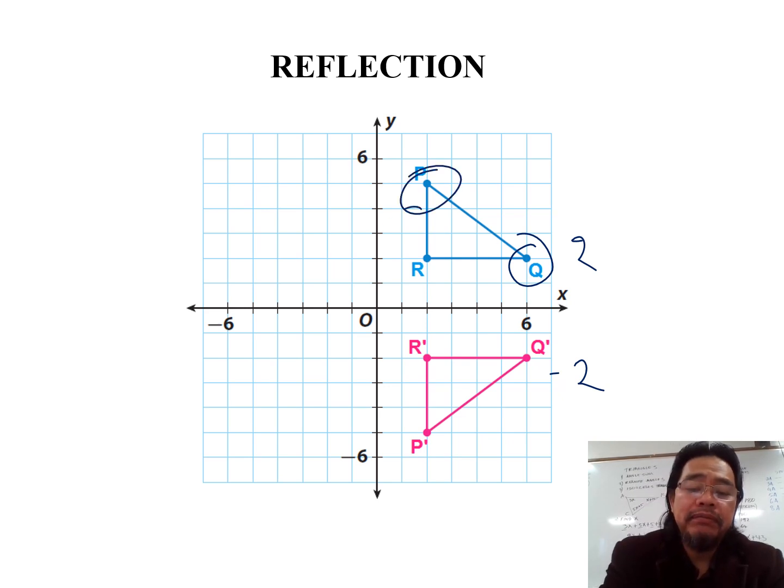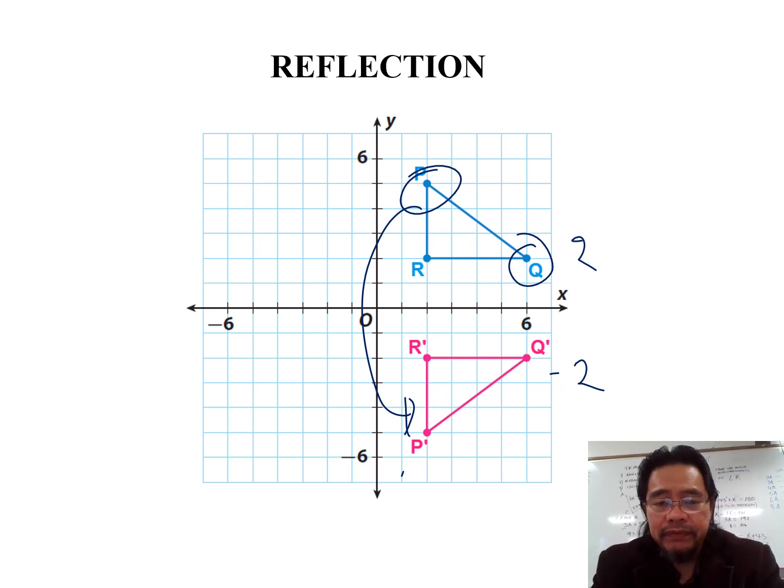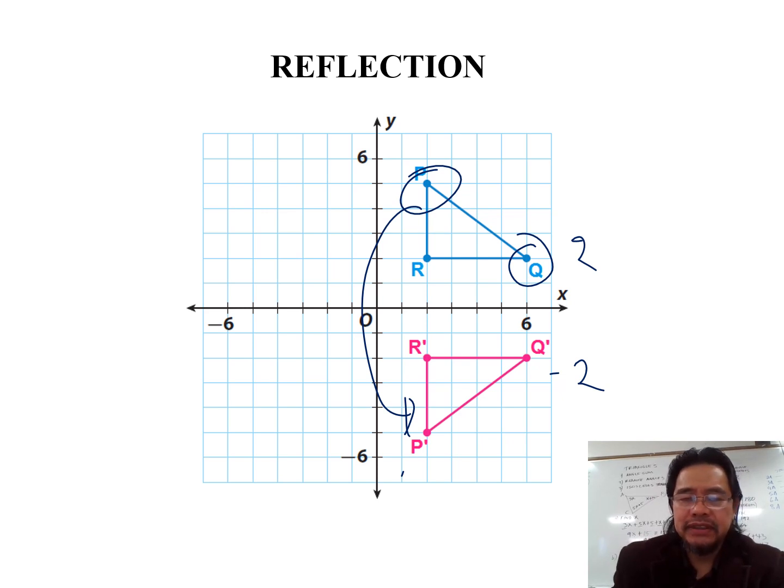So the P here, the highest point, becomes the lowest point. It flips. So we will soon find out that actually what only changes is the y. It changes sign. If it is reflection over the y-axis, it is still the x that changes sign. So that's reflection.